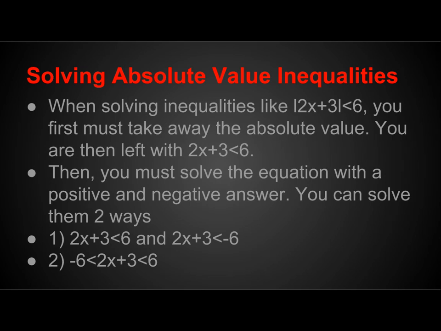When you have to solve these, whenever you break them up, you have to take away the absolute value bars. And then you have to set them equal to -6 and +6. Or you can make it two different equations, or you can make it one equation and just put the 2x plus 3 in the middle.